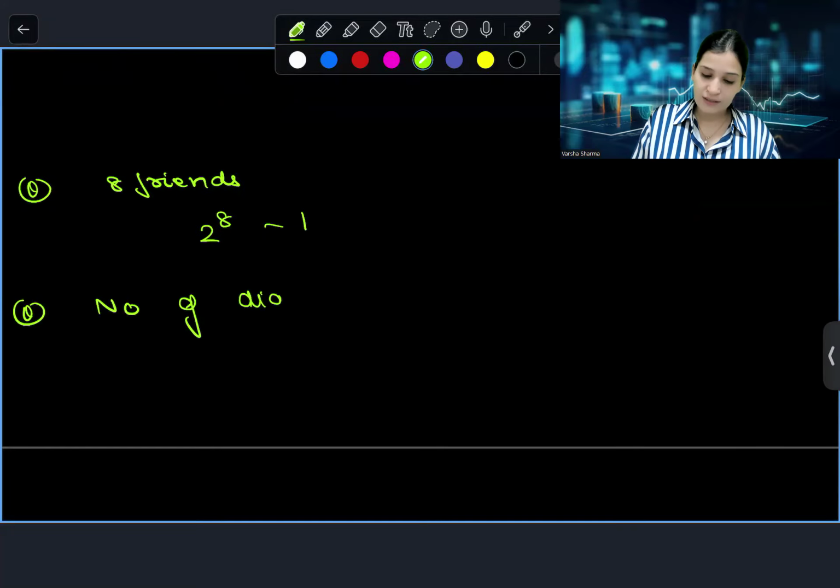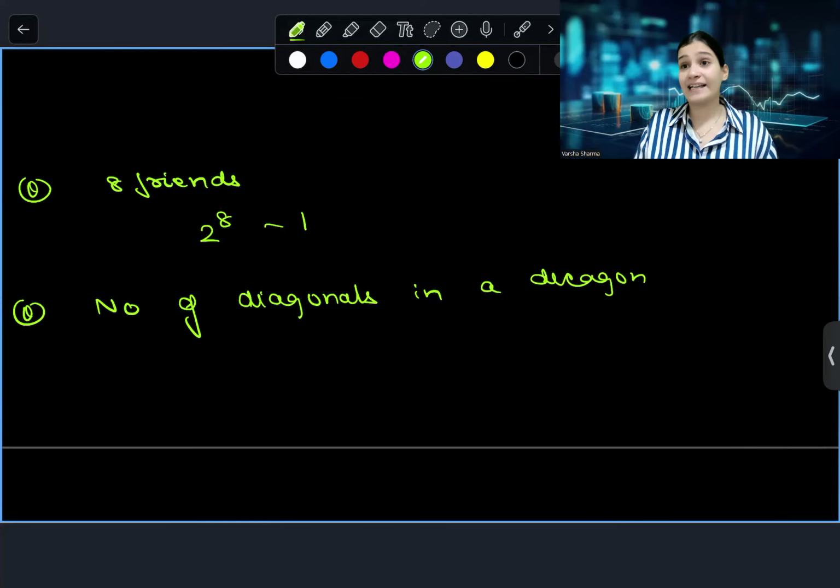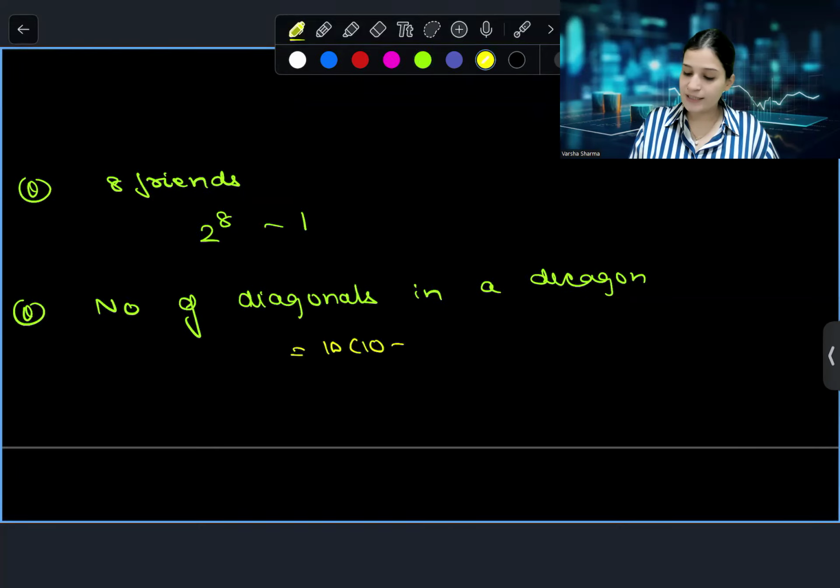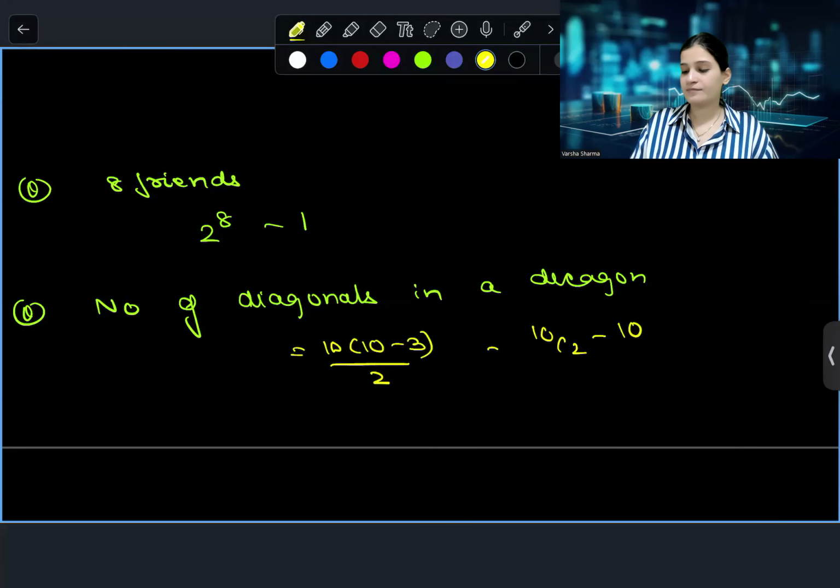Number of diagonals in a decagon. Decagon means 10 sides. So it will be 10 into (10 minus 3) by 2. I gave you the formula. Or 10C2 minus 10. Answer. 35.